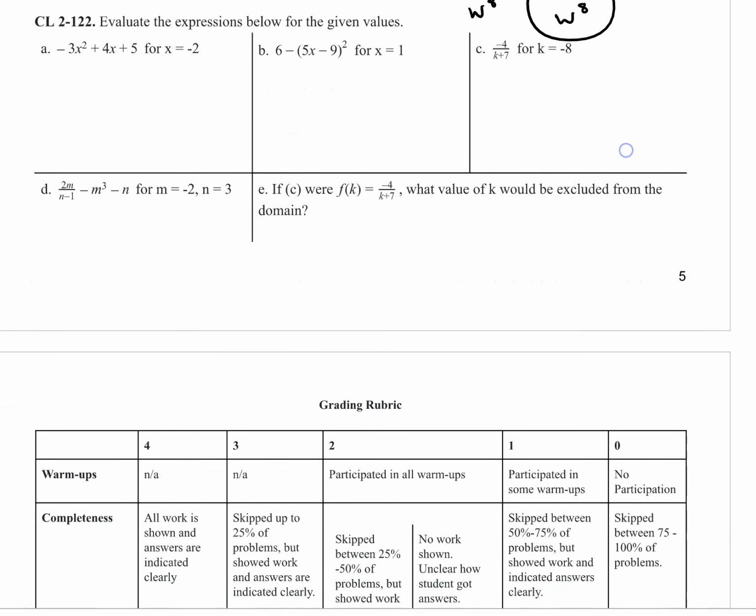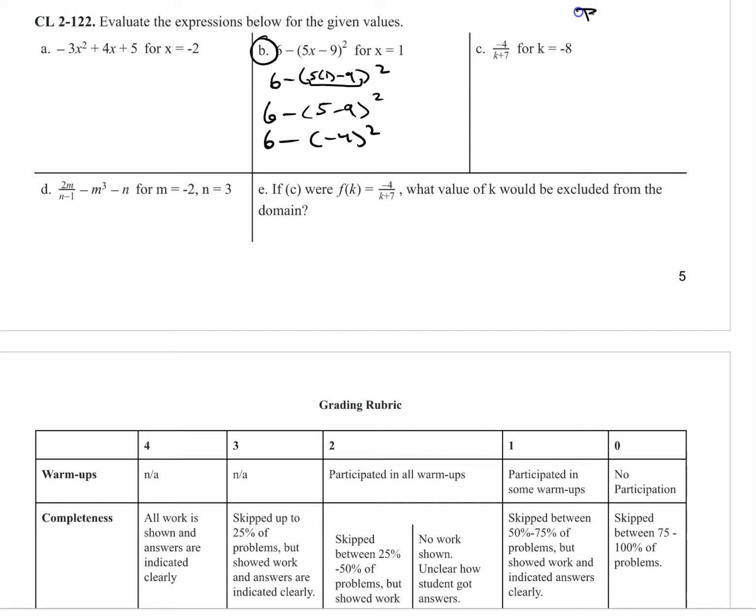Last one, evaluate. Okay, let's look at b. b is 6 minus 5x minus 9 squared, and we plug in 1. So it's going to be 5 times 1 minus 9, square that, and then 6 minus that. Now we have to go inside the parentheses first. So it's 6 minus something squared. Well, 5 times 1 is 5. And then 5 minus 9 is negative 4. So it's 6 minus negative 4 squared.